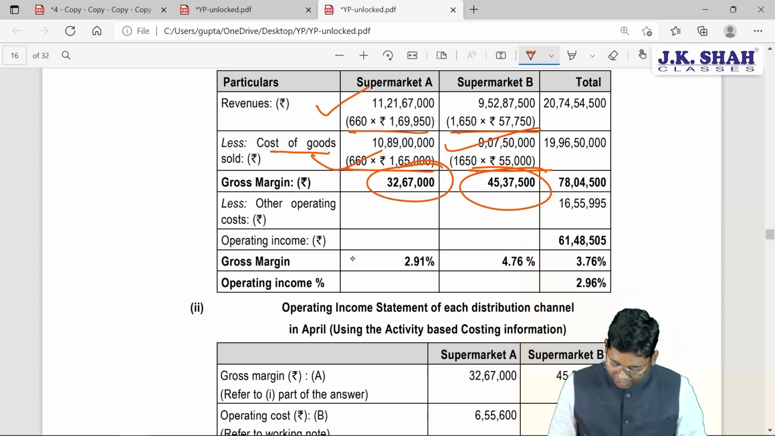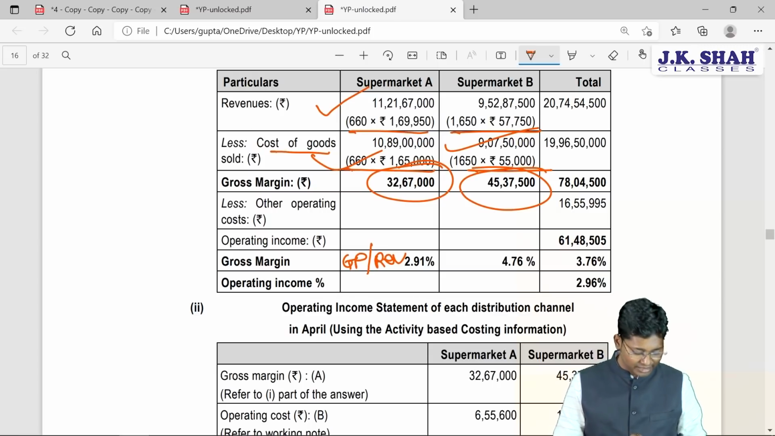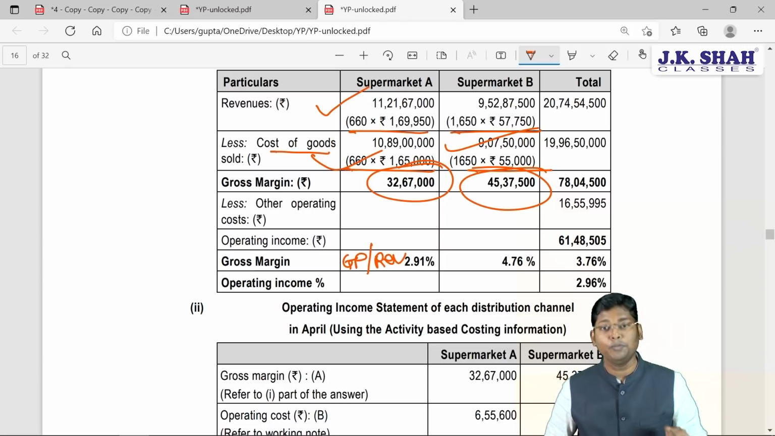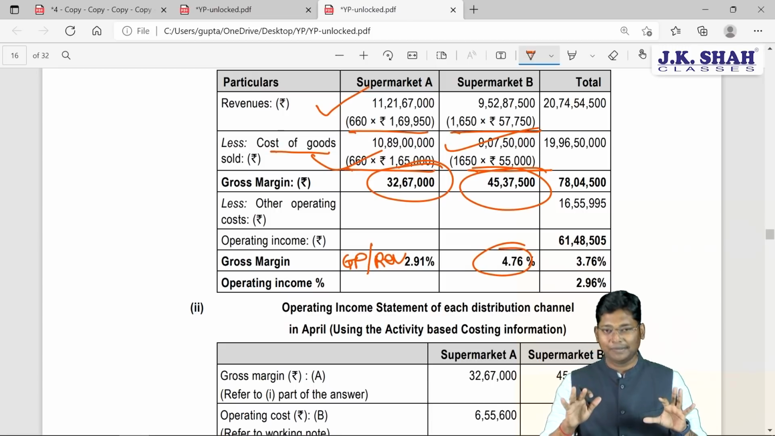Sir, how to calculate gross margin? The amount of gross profit divided by amount of revenue into 100. You can use your calculator. They have computed 32,67,000 divided by 11,21,67,000 percentage, which is equal to 2.91. So revenue is used as a basis for calculating gross margin ratio, and same way gross margin is computed in second supermarket case also. So this was the very simple thing.